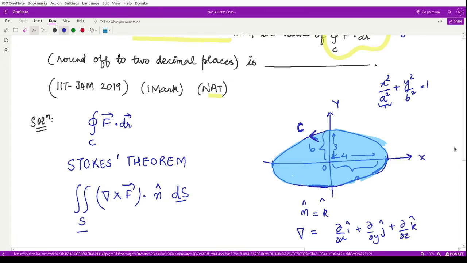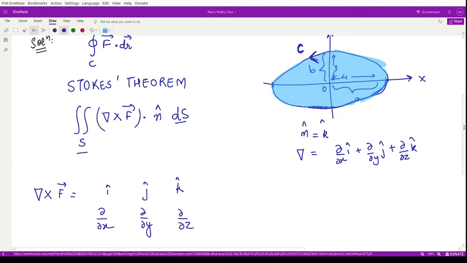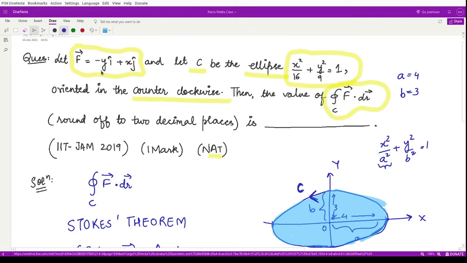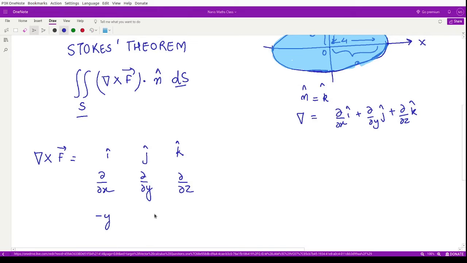So accordingly, we can compute this cross product. Let me first compute del cross vector f. For that, I am writing i cap, j cap, k cap. Then the components for the del vector, which are del by del x, del by del y, del by del z, and then the components for the f vector, which are minus y, x and 0. So we are to solve this determinant here. So it would be i cap, where you would apply this operator onto this and this onto this.